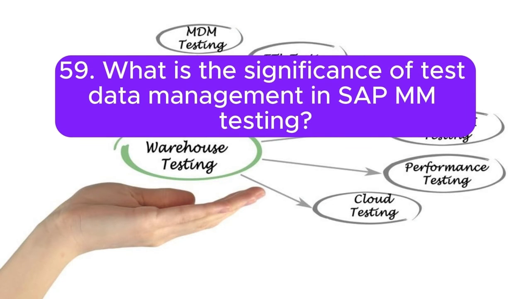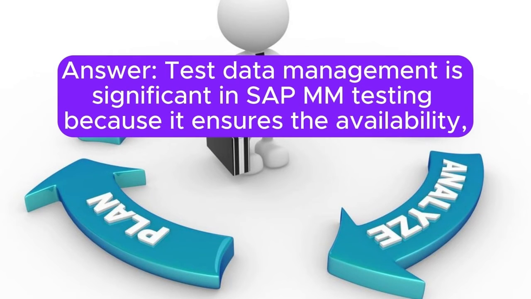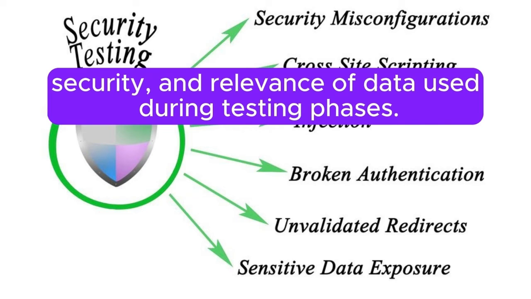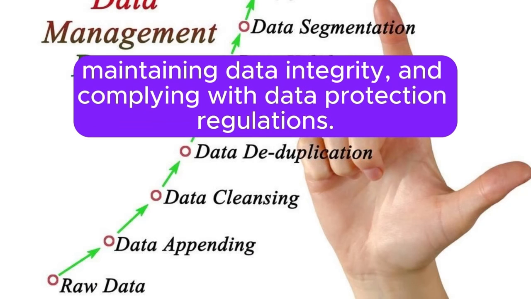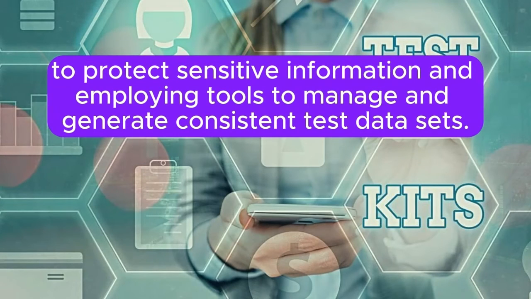59. What is the significance of test data management in SAP MM testing? Answer. Test data management is significant in SAP MM testing because it ensures the availability, security, and relevance of data used during testing phases. Proper test data management helps in creating realistic test scenarios, maintaining data integrity, and complying with data protection regulations. Effective strategies include using data masking and anonymization techniques to protect sensitive information and employing tools to manage and generate consistent test data sets.